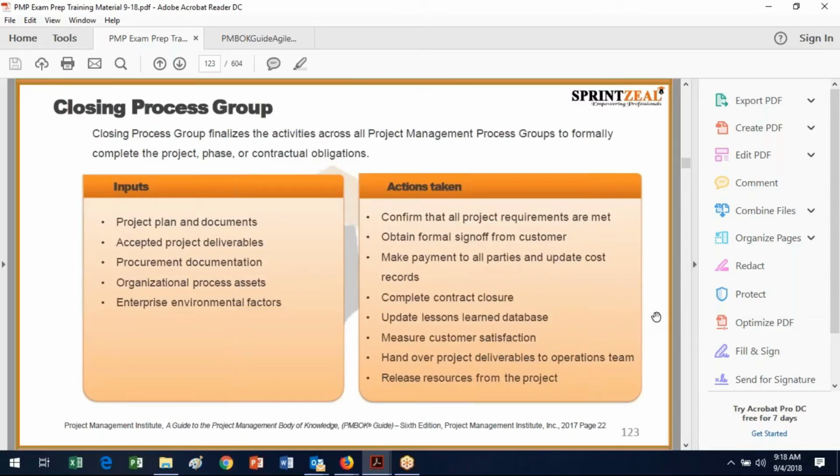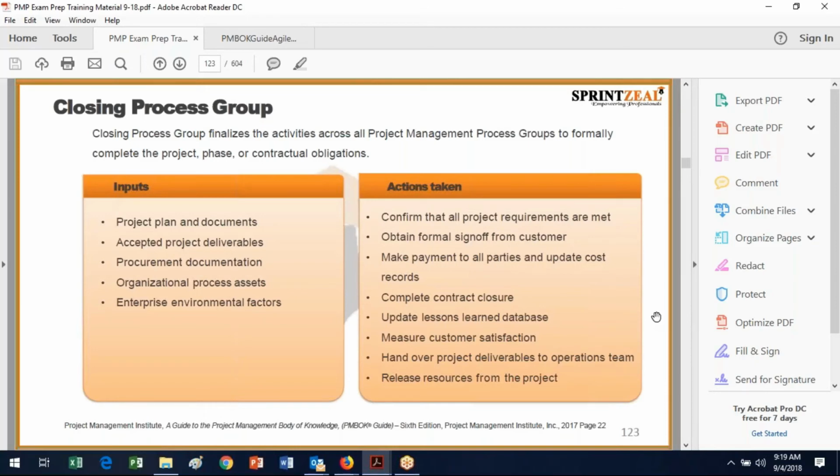Okay, last but not least is the closing process group. And there are probably more words here than there are about the process in the closing process group, because now it's down to one process. So basically what goes into closing are the documents, the accepted deliverables, the OPAs, and the EEFs. And what you want to do is make sure that all the requirements are met. You want to get customer sign-off. You make payment to all parties and update the cost records.